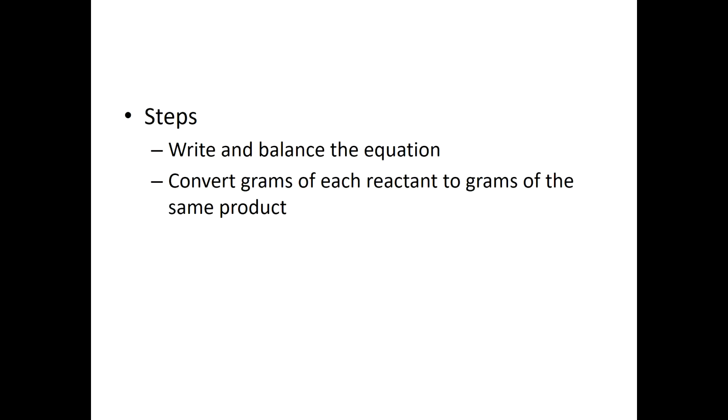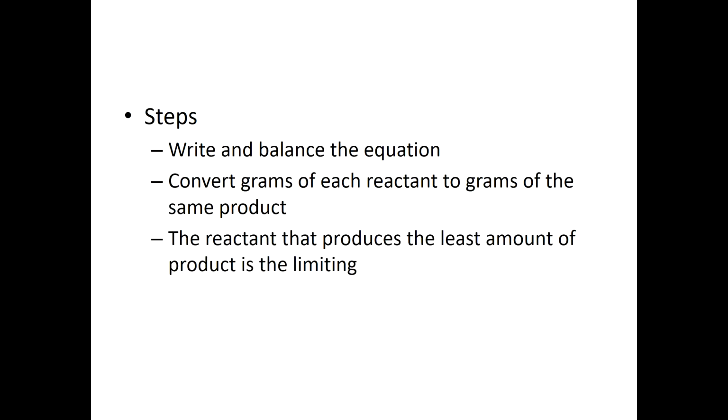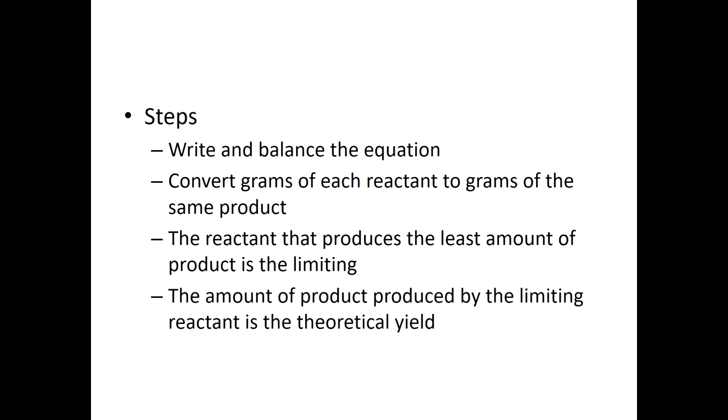Just like with the graham crackers and the s'mores, if there's enough chocolate to make 10 s'mores, but there's enough marshmallows to make 20 s'mores, we are figuring out that by the fact that we can only make 10 s'mores, chocolate is our limiting reactant. So after you convert the grams of each reactant into grams of the same product, you're going to look to see which amount of product is less, and that's going to tell you which one is your limiting reactant. So the reactant that produces the least amount of product is your limiting reactant.